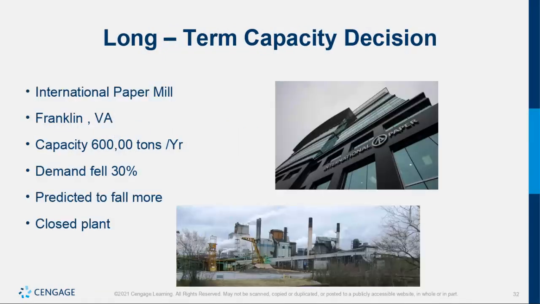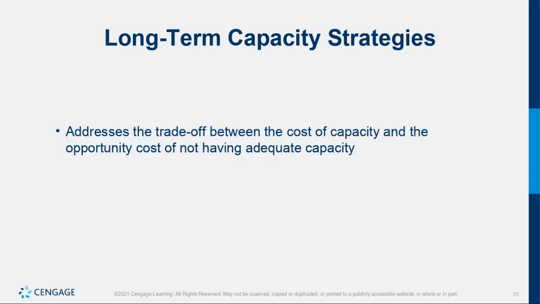Let's talk about long-term capacity strategies. So this addresses the trade-off between the cost of capacity, which could be building like a new building, and the opportunity cost of not having adequate capacity.